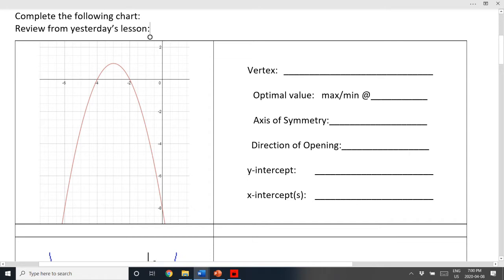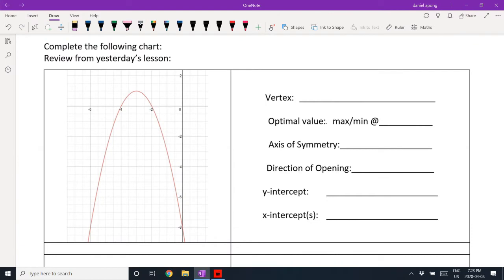Let's review from yesterday's lesson, properties of a parabola. You can pause the video, try filling it out, and then resume the video to see how you did. Pause the video now. Let's find the vertex. Remember, the vertex is the point on the graph with the least or greatest y coordinate, depending on which way the parabola opens. In this case, we can find the vertex right here, and we can know its coordinates as -3, 1.